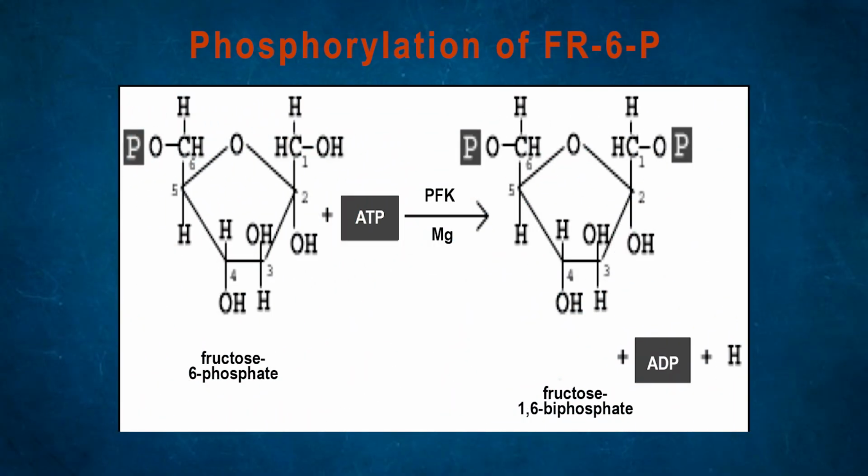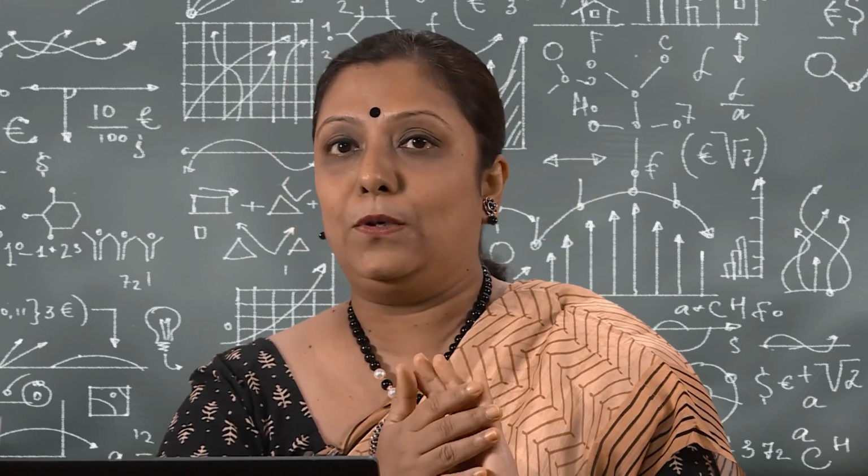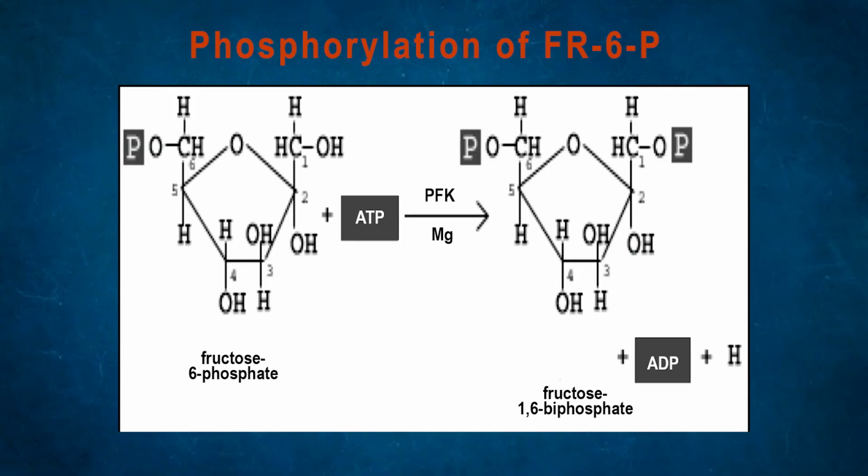Step 3 is the phosphorylation of fructose 6-phosphate. A phosphate group is transferred from ATP to fructose 6-phosphate, producing fructose 1,6-biphosphate. This step is catalyzed by the enzyme phosphofructokinase. It is a pivotal enzyme of glycolysis, which can be regulated to speed up or slow down. It is the pacemaker of the glycolysis pathway. It is inhibited by ATP and citrate and activated by AMP.